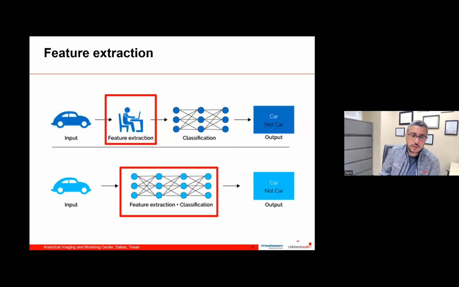Sometimes we don't have to tell the computer what features to look at. The computer can extract features on its own. So there are 2 ways: either we do it by writing a program, or the computer extracts the features. But there's another important part of the machine learning model, which is classification. And classification is done based on machine learning models.